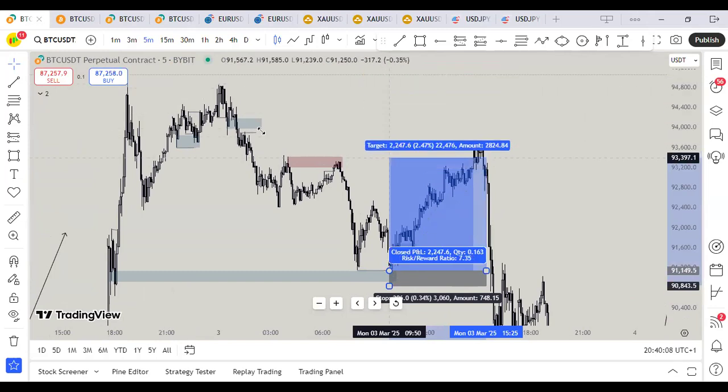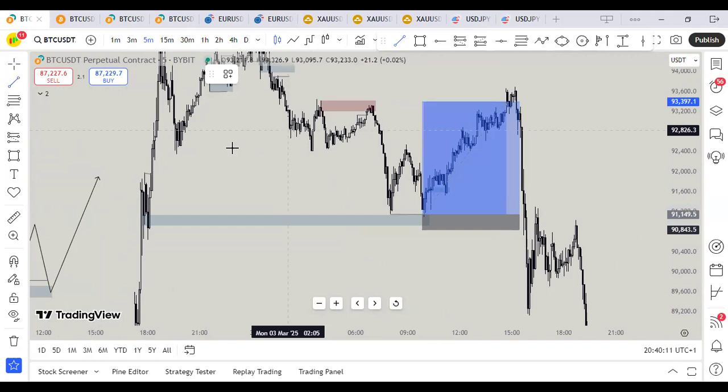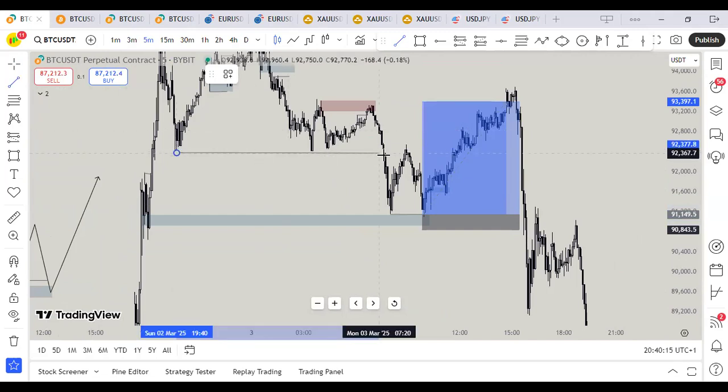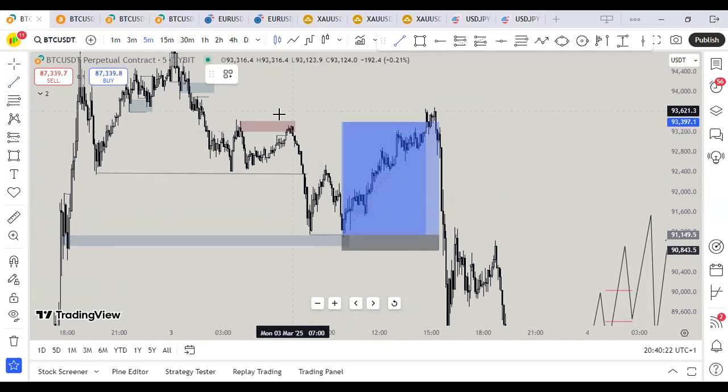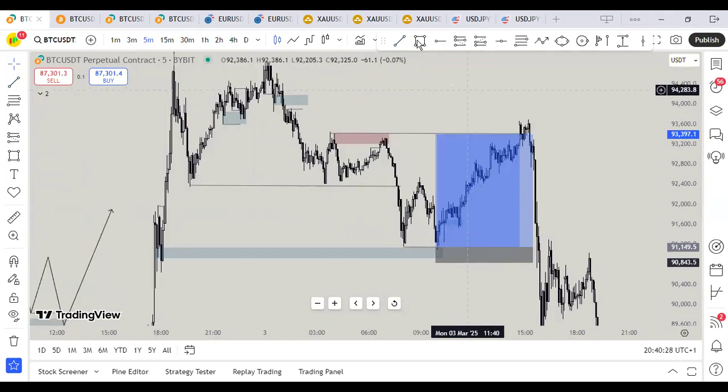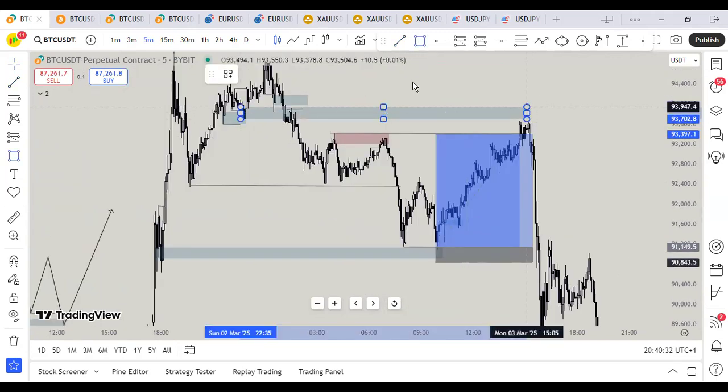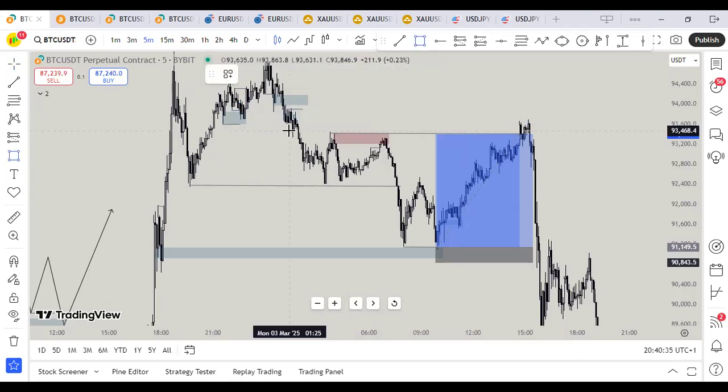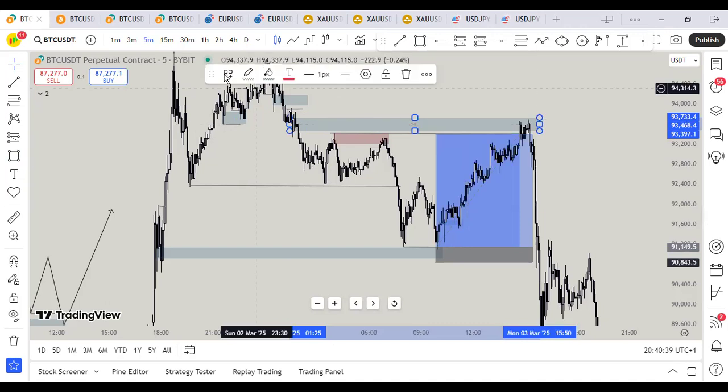Because we have a break of structure right here. This is a break of structure also. This is a break of structure. This is our liquidity. This is a liquidity right here. And this is a POI, which is the breaker block. Yeah, because this is the breaker block that is very, very close to liquidity.